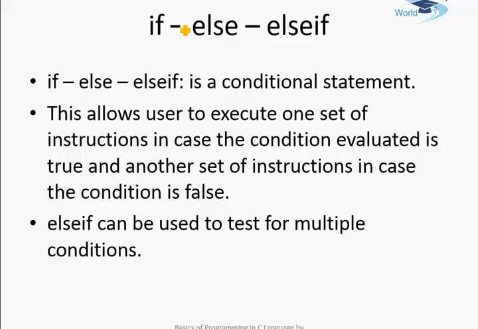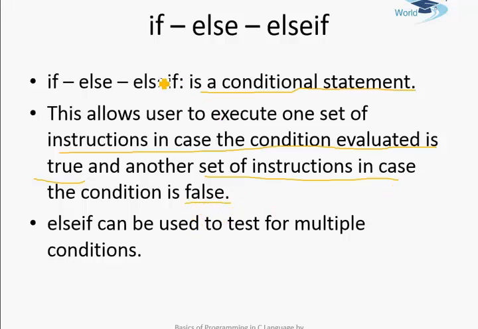Till that time we will move to if else, else if. So if else is a conditional statement. This is also a conditional statement inside C language. This allows the user to execute one set of instructions in case the condition evaluated is true, and the other set will be executed in case the condition under evaluation is false.